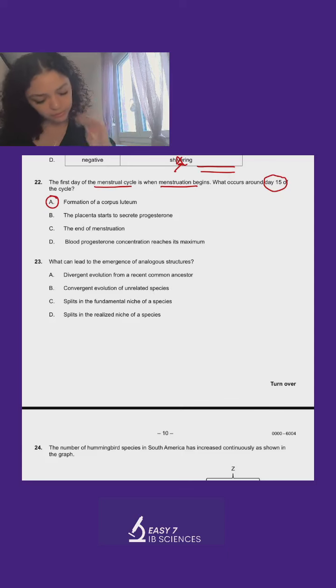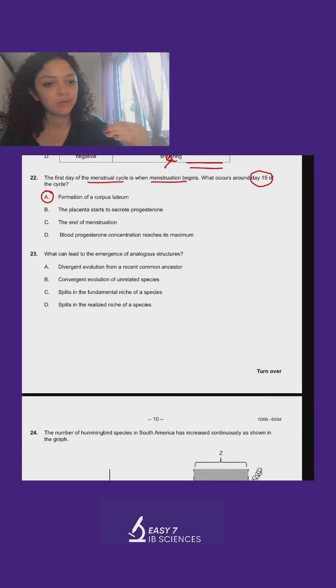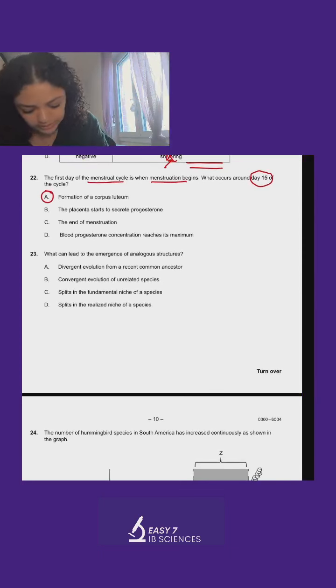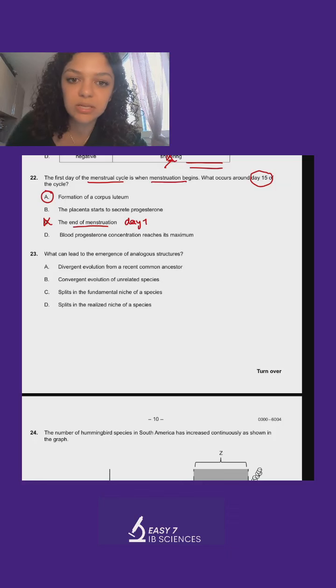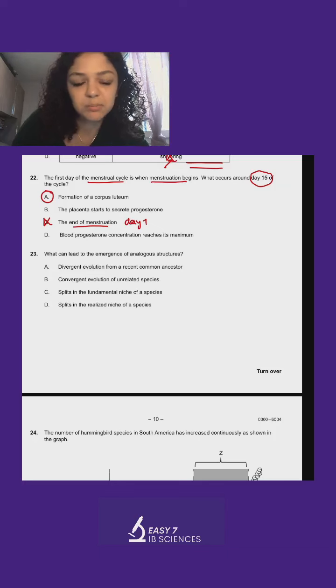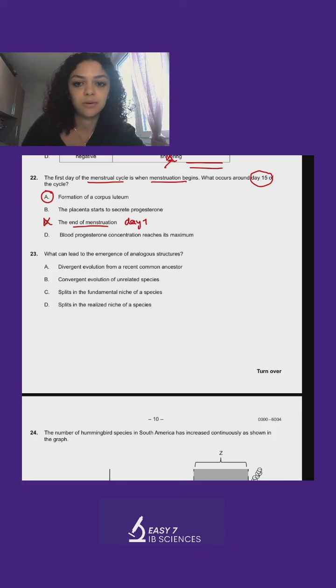Okay, so I'm going to go through the other answer options first, and then I'm going to show you why it's A. Okay, so let's do the end of menstruation. So C is incorrect. Why? Because day 1 of our menstrual cycle is when menstruation begins. So if day 1 is when menstruation begins, does it make sense that the end of menstruation is at day 15? No, right? Because periods don't last 15 days. That's why we can cross out C.